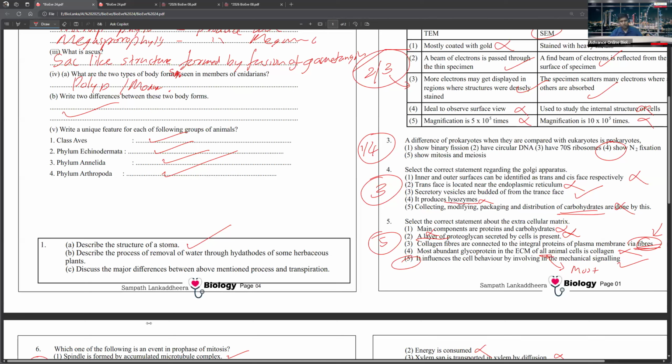Discuss major differences between the above mentioned process and transpiration. So you have to write the difference between guttation and transpiration. We learned that in transpiration only water vapor is lost, while in guttation droplets are lost, and there is no mineral loss in transpiration. Guttation involves mineral loss. Transpiration results in negative pressure in the xylem, and then it creates a transpiration pull. But on the other hand, guttation occurs due to positive pressure, right?